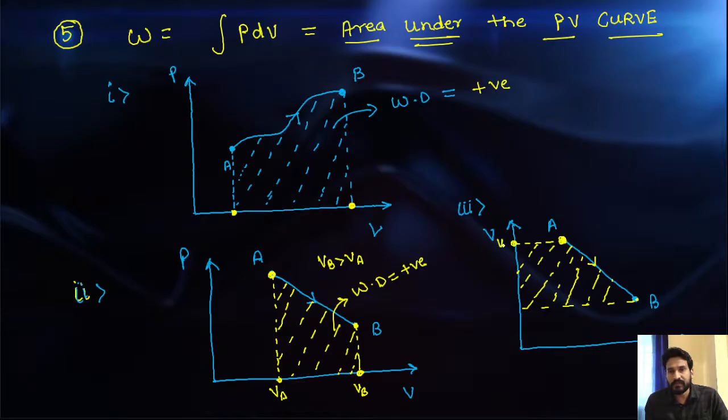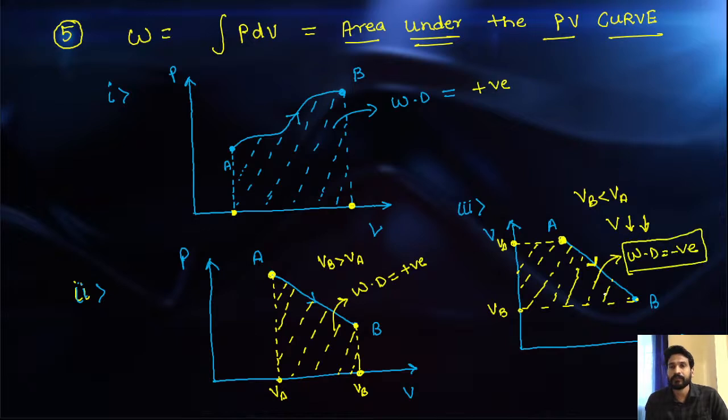So at the point A, let's suppose this is my VA, and at B, this is my volume VB. And clearly you can see here that my VB is less than VA. It means that from this arrow we can say this is the case of compression. So volume will be decreased here. If volume is decreased, the work done by the gas is negative here. I hope that these things are clear to you. Okay, next.